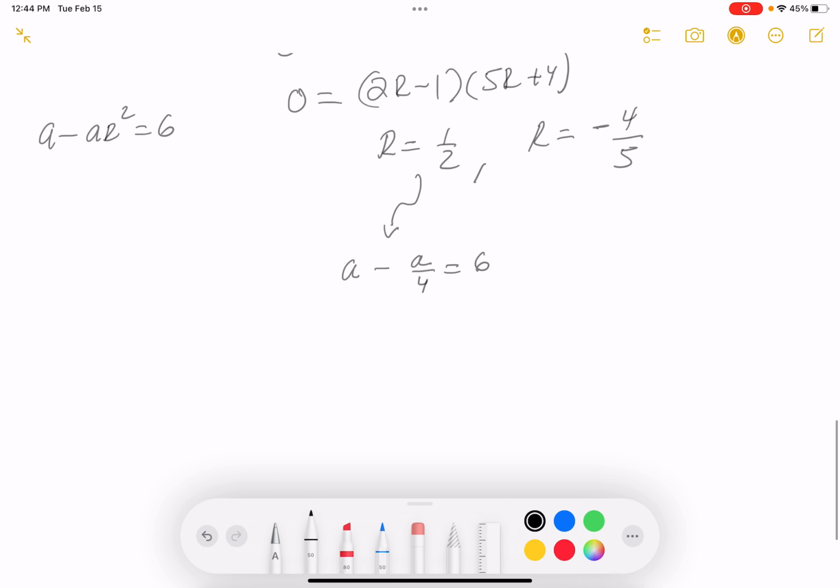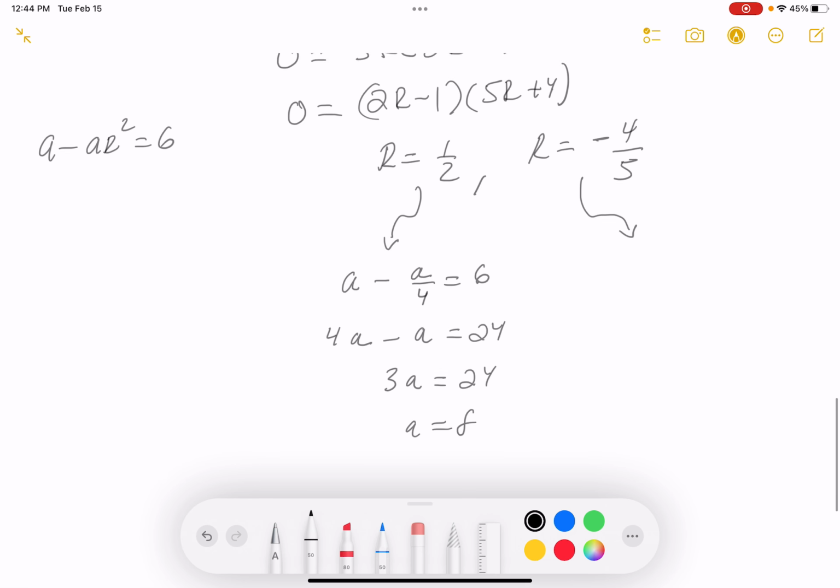I'm going to multiply both sides by 4. You would get 4A minus A equals 24. And over here, what would you get? You would get 3A equals 24, and A equals 8. By the way, I'm not saying that's the answer either. I'm just saying A is 8, R is that. I'm just looking, I'll go back and read it later. Now let's do this one over here. Let's not be confused about that.